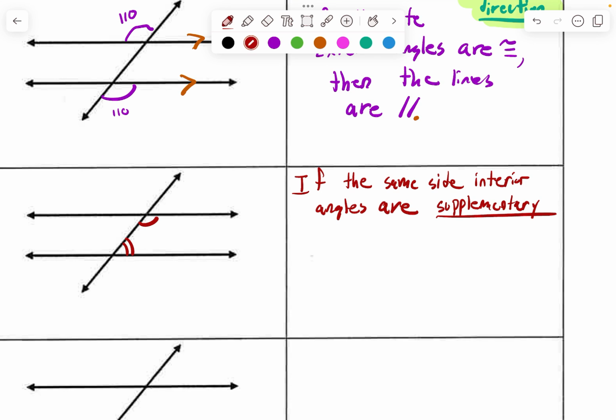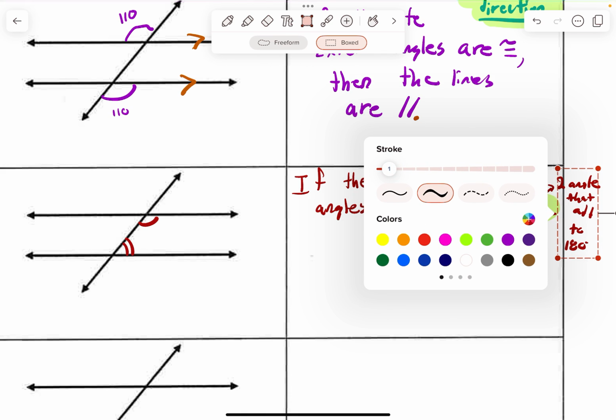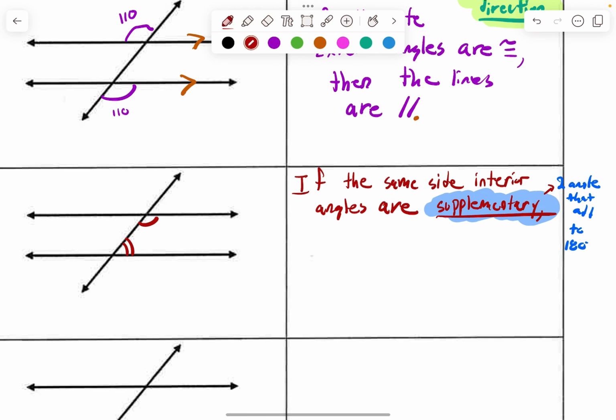Supplementary means, hopefully you remember, that's why we introduced that word, two angles that add to 180 degrees, right? These will be a pair of angles that add to 180. So, let's say this is 50, this would have to be 100.